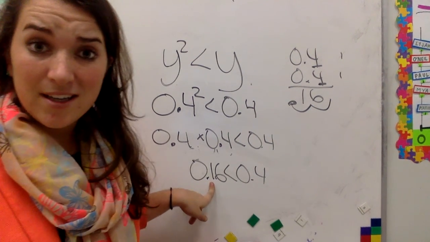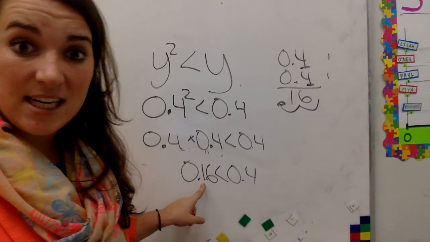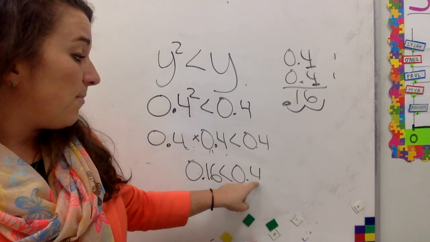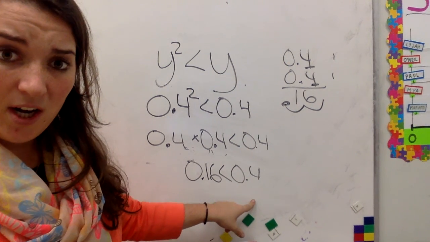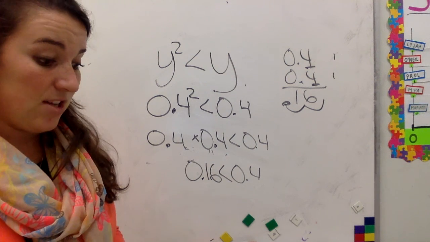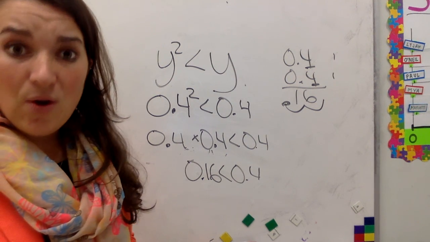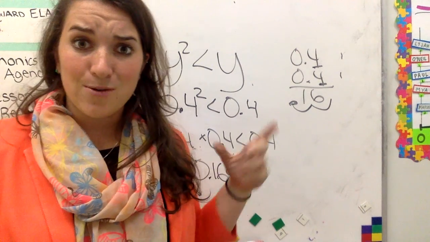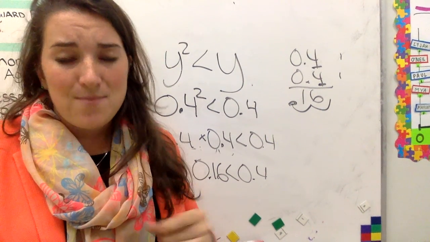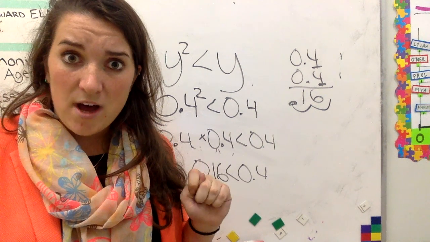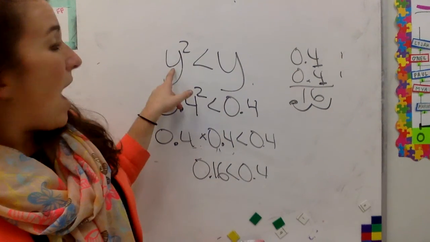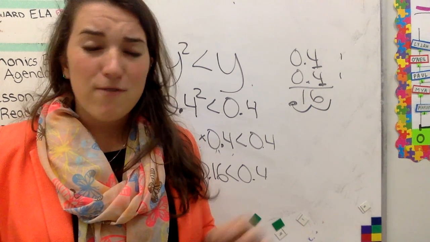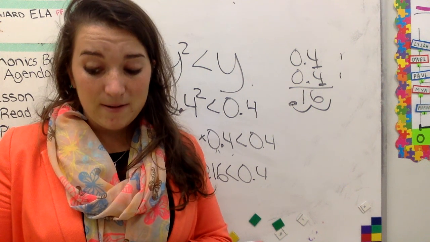This is true. Look at our number in the tenths place. Here we have a 1 in the tenths place. Here we have a 4 in the tenths place. So the number in the tenths place of this number is bigger, which means this is the correct answer. When a question asks what number squared is less than the original number, it's always going to be a decimal or a fraction that is less than 1. Because if y is bigger than 1, it's just going to get bigger when you multiply it by itself. If y is less than 1, it's going to get smaller.